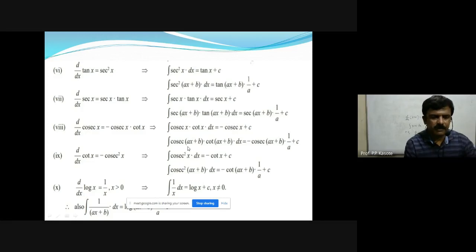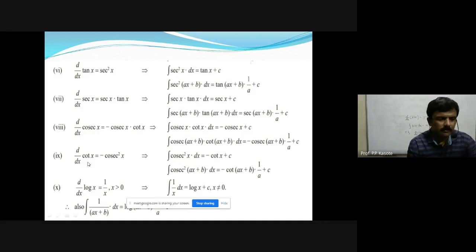In general also, they have given that the integral of cosec(x + b) cot(x + b) dx is equal to minus cosec(x + b) into 1 upon a plus c. Here also we are multiplying by 1 upon a because the coefficient of x is a. If it is 2, we'll write 2 over here. If it is 3, we'll write 3 over here.